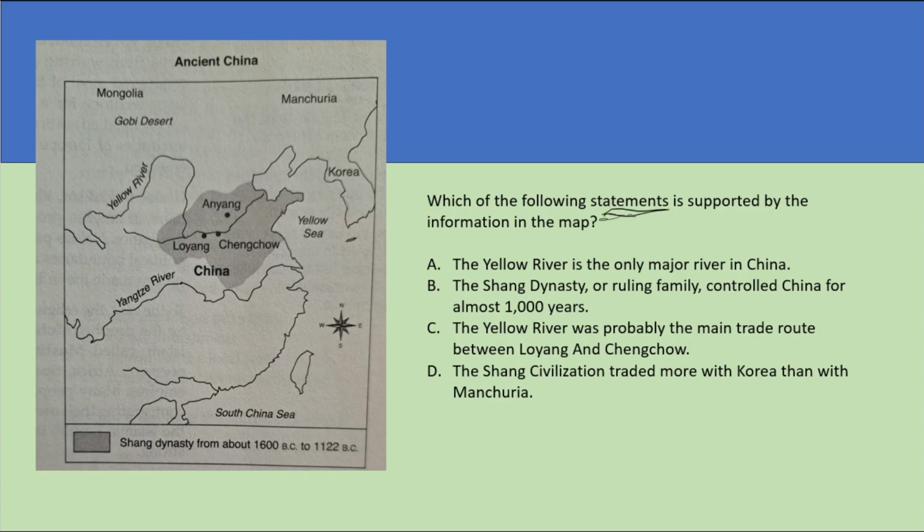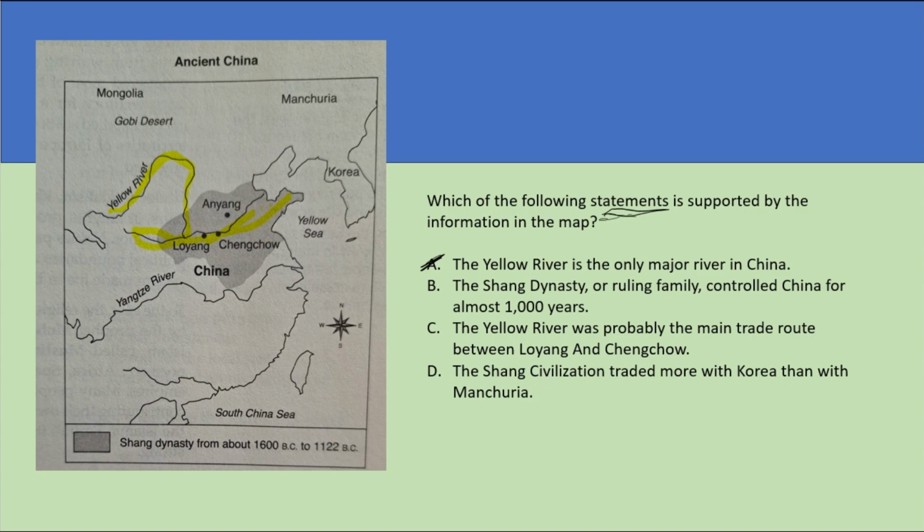So A reads, the Yellow River is the only major river in China. We can see the Yellow River is up here, and obviously here in the middle of the Shang Dynasty as well. We also notice on the map another river, the Yangtze River. So obviously A is not supported by this map. This map is showing us that there are 2 major rivers, so it's not the only major river in China. A is out the window.